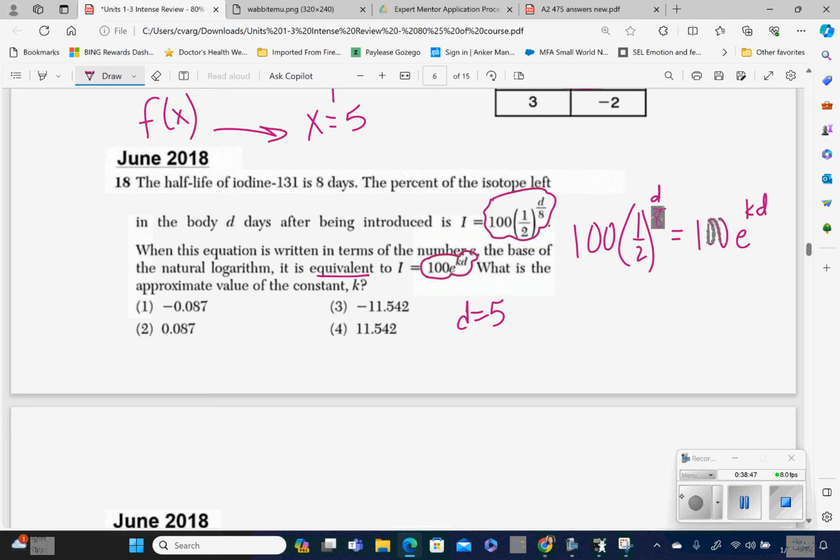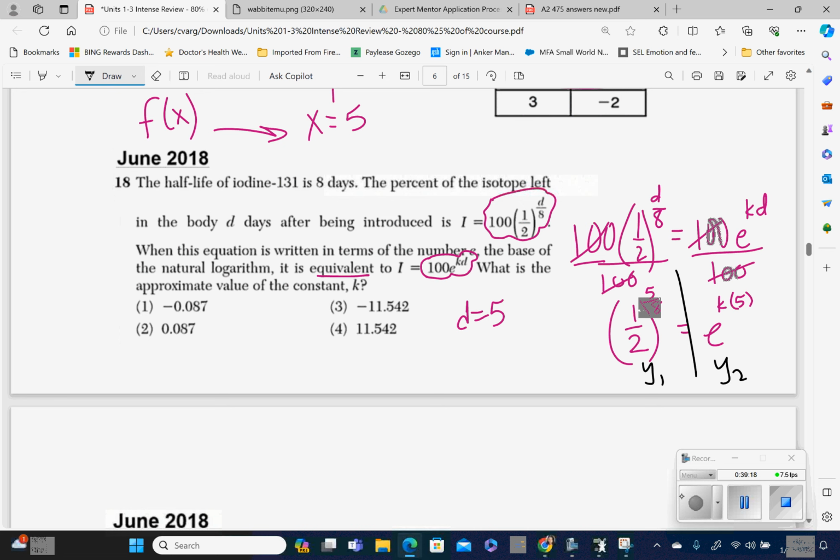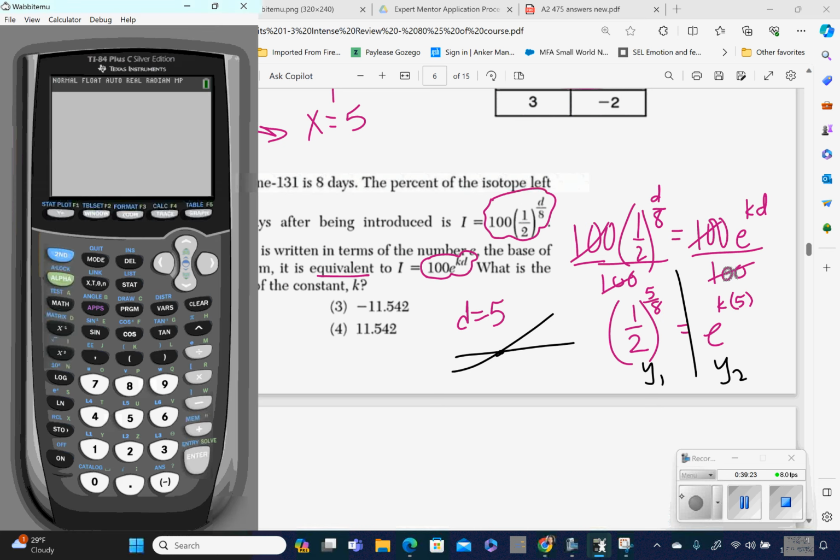I also see that they both start with 100. So if I divide 100 here and I divide 100 here, these will cancel out. So I have 1/2 to the, instead of d, I'm going to put the number 5. So 5/8 equals e to the k times 5, okay? Now this becomes a calculator question because I can go to y1, plug this under y2, and see where they meet. I'm going to have two things, and I'm going to see where they intersect. So let's do it, okay?